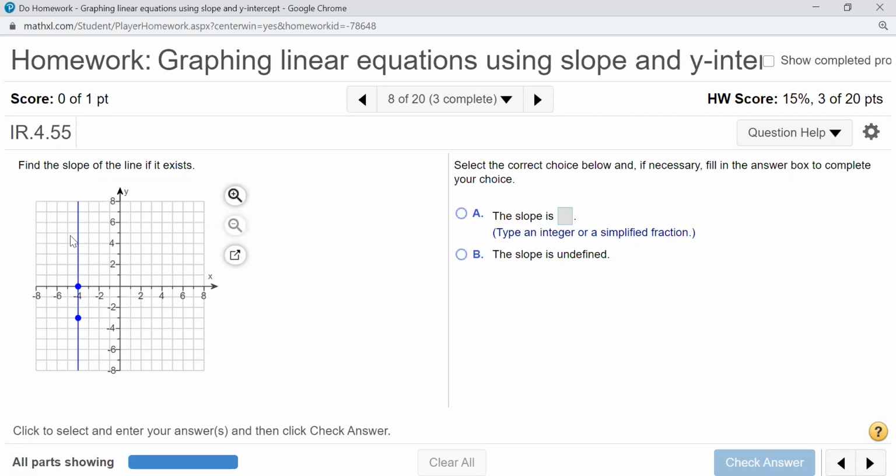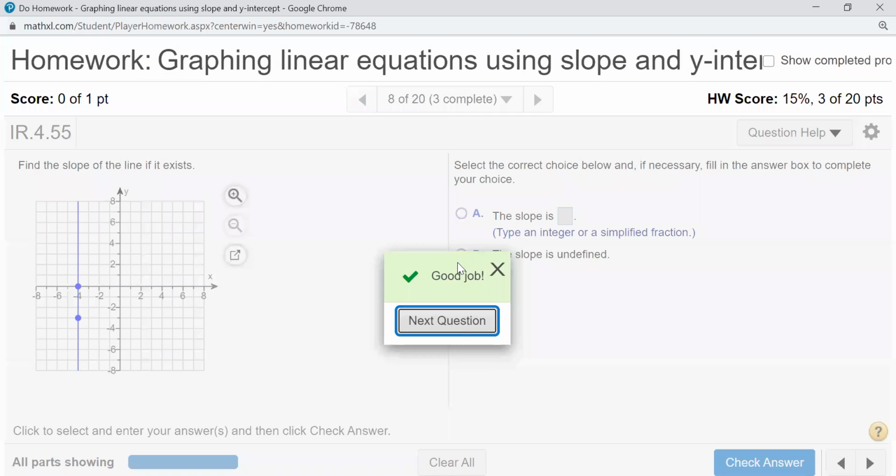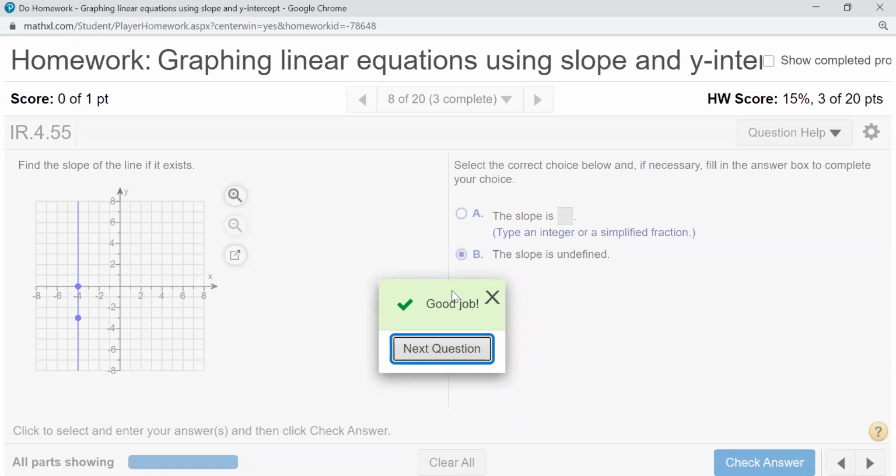This slope, I don't even have to think about it. It's a vertical, straight up and down line. The slope is undefined. That's some easy points right there.